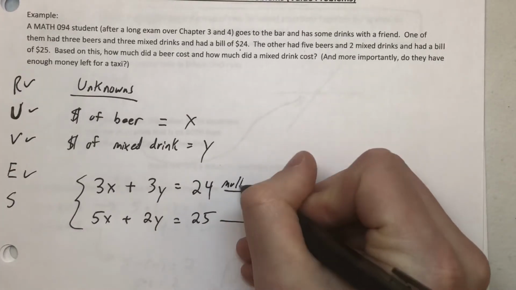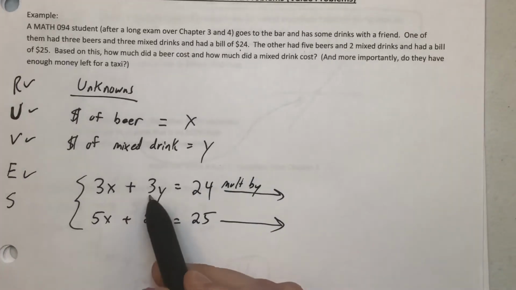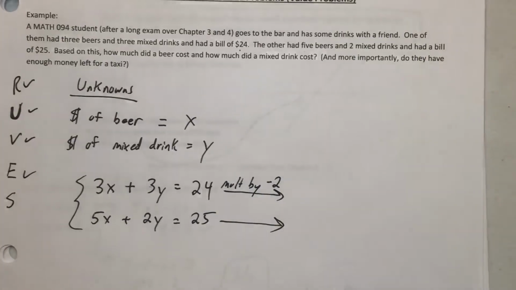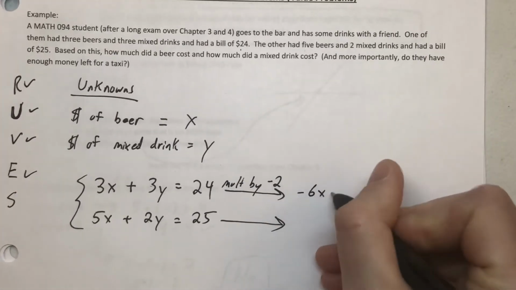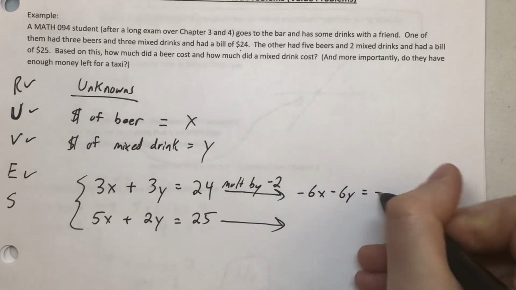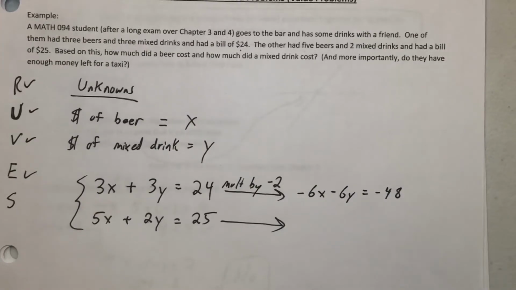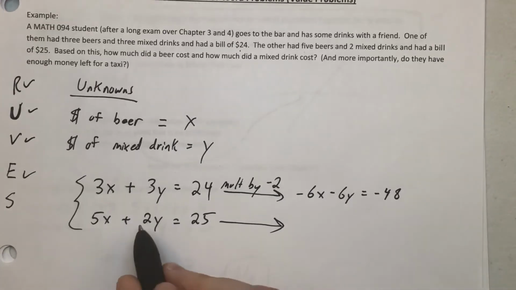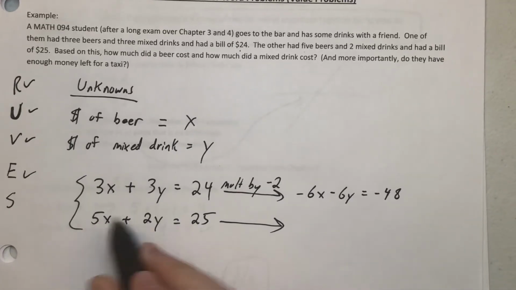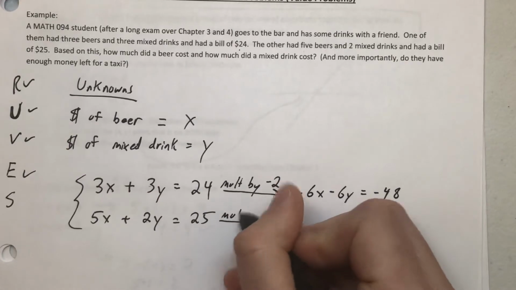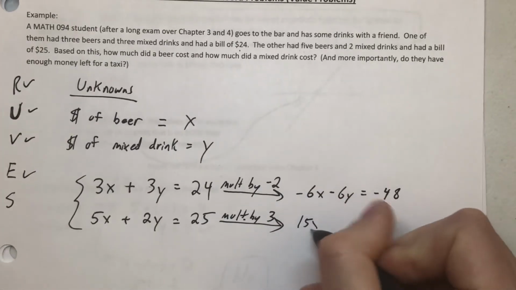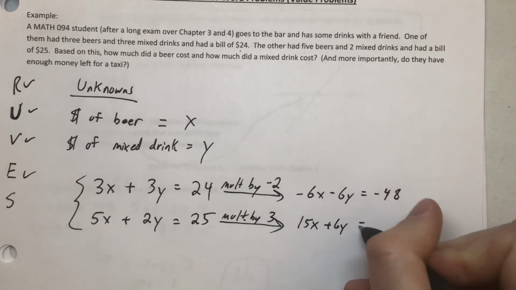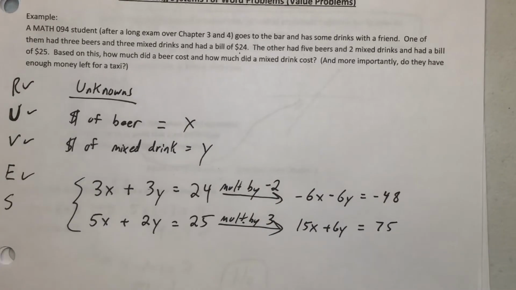So let's go ahead and do this first one here. I need this to be multiplied by a 2 to make it a 6, but let's get rid of this negative before we forget. And so we'll multiply this one by a negative 2, and get negative 6x minus 6y equals negative 48. Now that's the negative 6y. We want this to be the positive 6y, so we will multiply this entire equation by just a 3, and get 15x plus 6y, and that will give us 75.